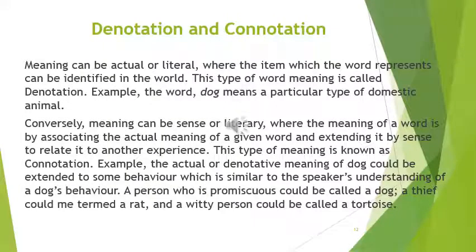The next thing we are going to look at is denotation and connotation. Meaning can be actual or literal, where the item which the word presents can be identified in the world. Denotation meaning is the primary meaning or the literal meaning of a word, while connotation meaning is the secondary meaning or the applied meaning or the additional meaning of that particular word.